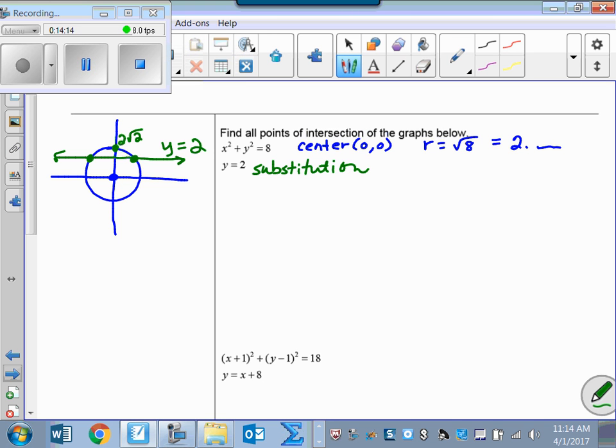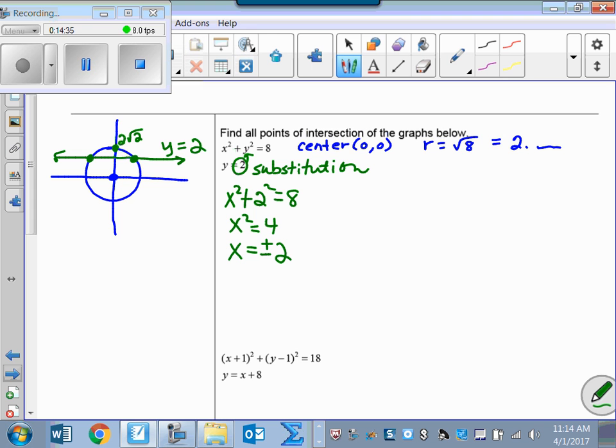And let's just plug in 2 where we have y up here. Okay? So what we're going to have is x squared plus 2 squared equals 8. So x squared equals 8 minus 4, which is 4. So x is going to be plus or minus 2. And that looks right, right?